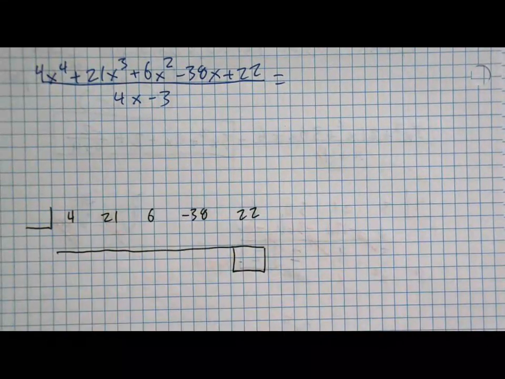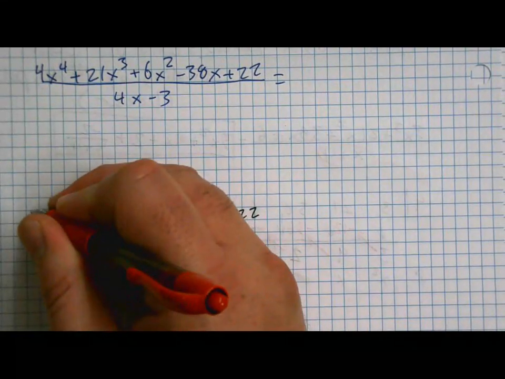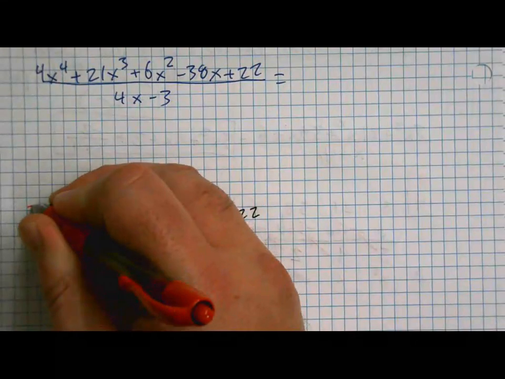And what's the zero for 4x minus 3? It would be positive 3 over 4. Does that sound right?